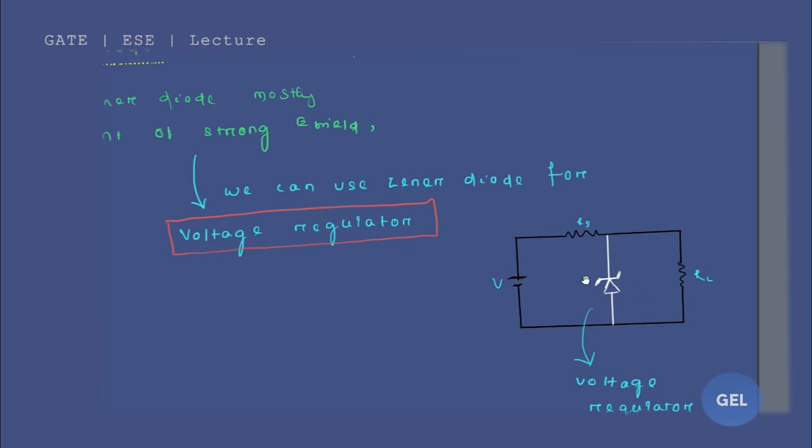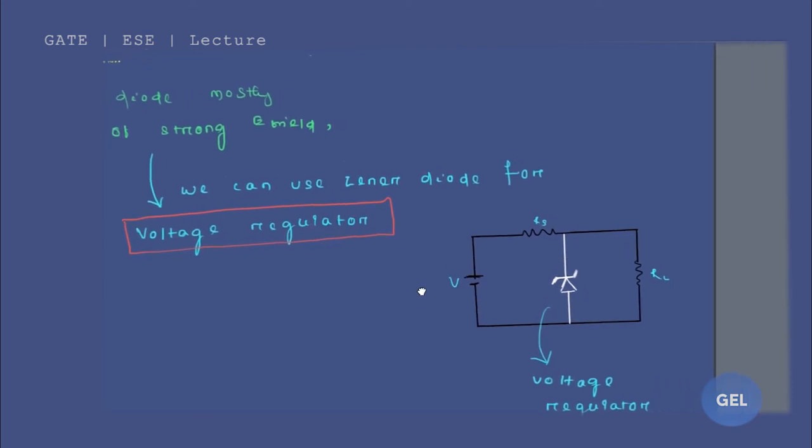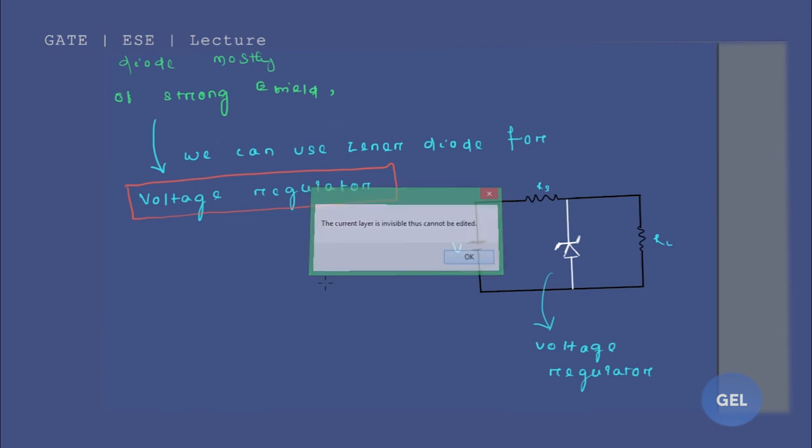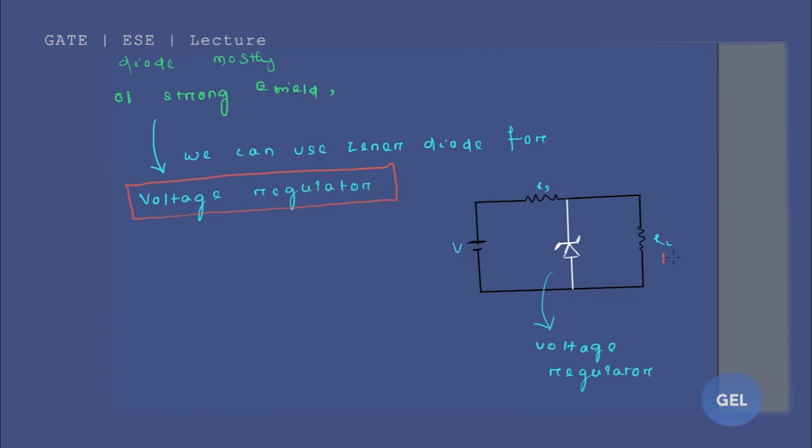Now moving to our next point, look here carefully. Your Zener diode also works as a voltage regulator. Now the question is how you are going to use it as a voltage regulator. Now listen to this carefully. This is your load. So in order to protect this load, you need to connect a Zener diode parallel to the circuit, parallel to this load.